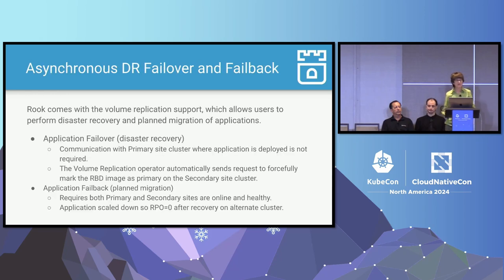Once you've got your replication set up and your replication interval, you're ready to apply a policy and be able to do a failover or a failback. The difference is that a failover assumes that one of your Kubernetes clusters, or at least the application on that cluster, is no longer accessible. You don't know if it's running, but you cannot get to it. It doesn't appear to be running. That's when you use a volume replication group to initiate that failover.